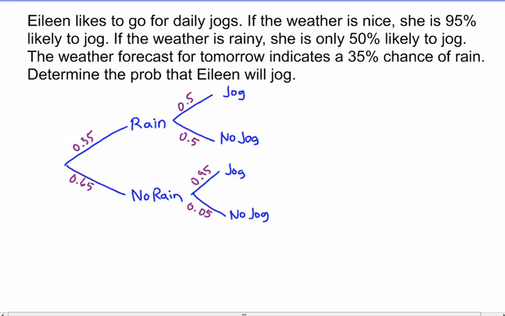Okay. Determine the probability that Eileen will jog. So we want the probability she'll jog. There's two situations. What are the two situations? It rains and she goes for a jog, or it's sunny and she goes for a jog. So how do we get the probability that it's raining and she goes for a jog?